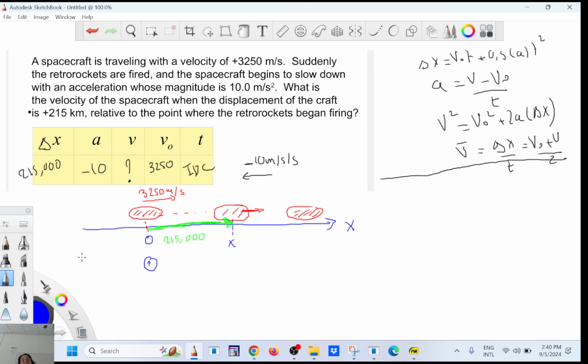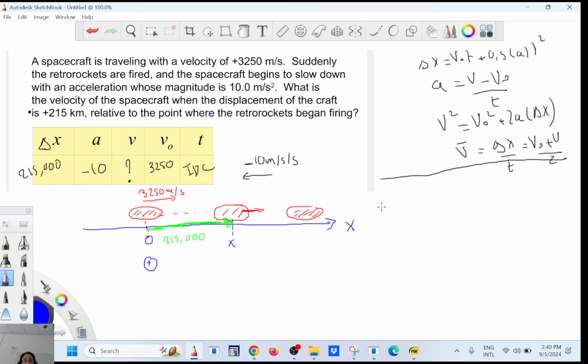Okay, and physics stops. Now math takes over. So which equation can I use? Exactly, because there is no time here. Okay, so I'm going to use this one. Do you all agree? So I'm going to plug it in.